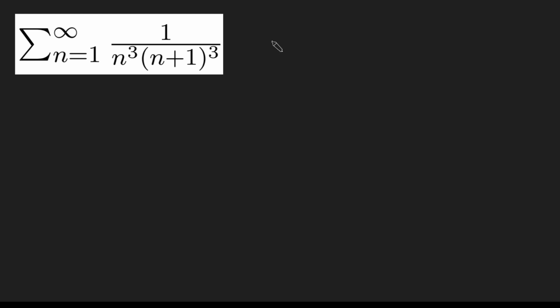Okay, so the result that we're going to be using, and we'll use it quite a few times in this proof or solution, is that 1 over n times (n plus 1) is the same as 1 over n minus 1 over (n plus 1). So all we've really done is split this into its partial fractions. This is really an easy result to verify. You can just cross multiply and check that this is true.